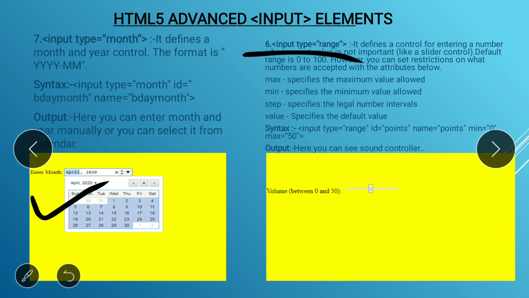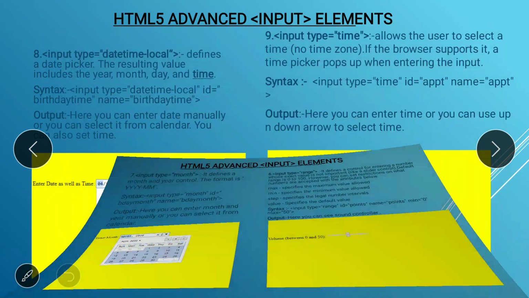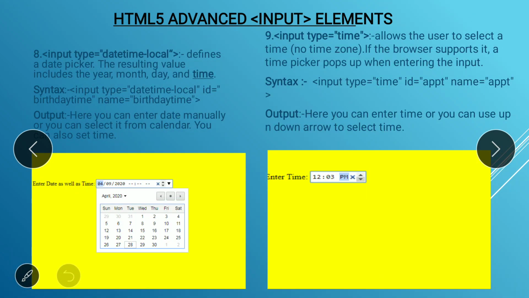Next is nothing but the range, right? You can set the max value, min value, step and value, right? Next tag is, okay, this is a new tag, right? Here you can see datetime-local. Just before, we learned about the date control only. So now here we learn about datetime-local.